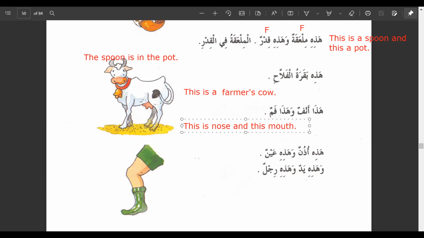Kind of a hand, shoulder, knees and toes, something like that. So this is nose and this is mouth. So why is hada coming with nose? Because it's singular.